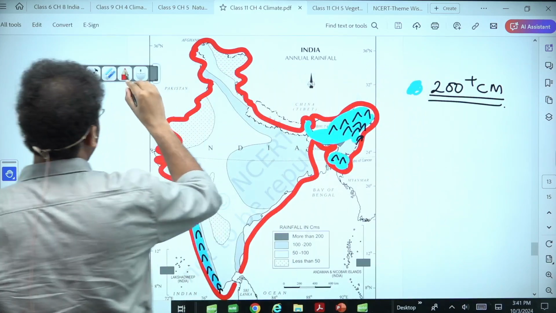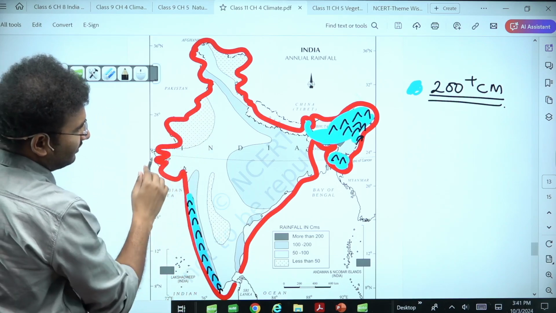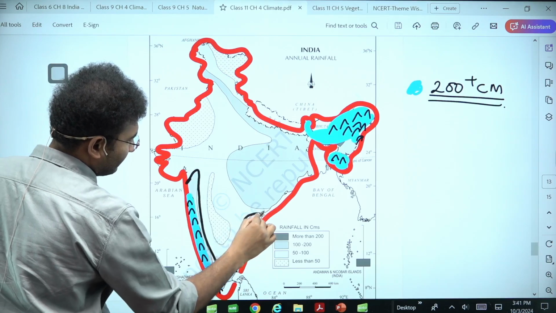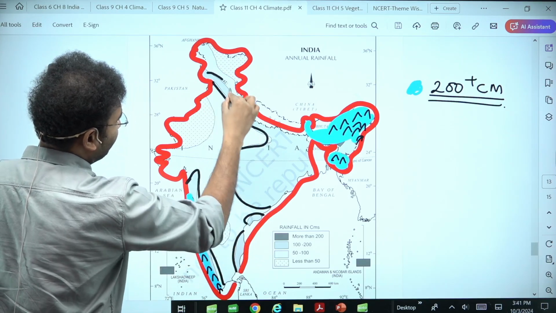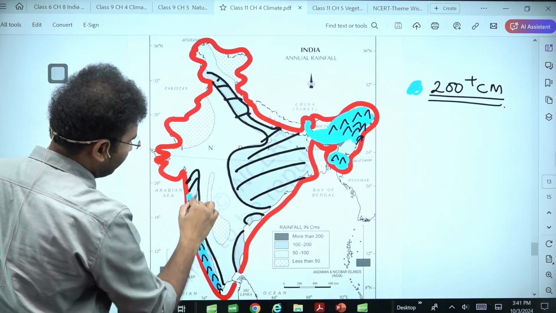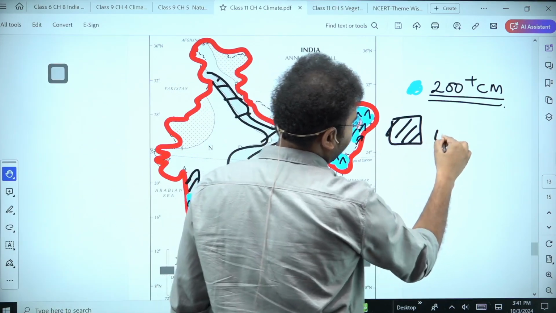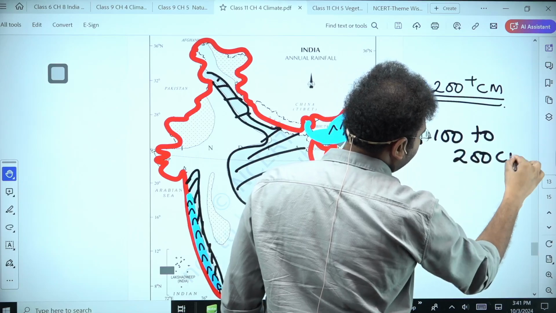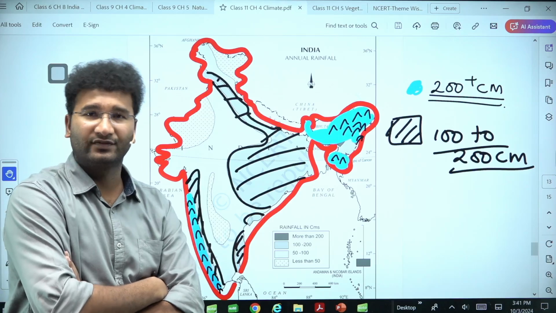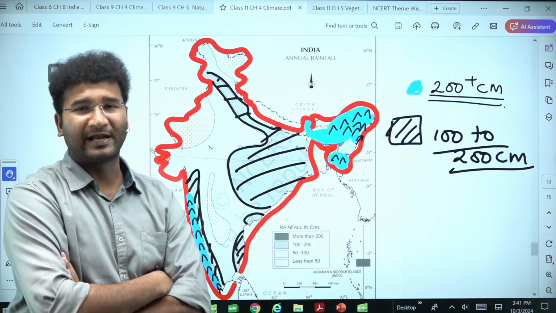Now come to the next area, that is your 100 to 200 centimeters of rainfall. Look, this is the area of 100 to 200 centimeters of rainfall. Now these areas are mostly fed by the Bay of Bengal wing. This is the area where you will get to see 100 to 200 centimeters of rainfall. When you have 100 to 200 centimeters of rainfall and the quality of the soil is good, you will go for different crops. Now here you will find deciduous plantation.